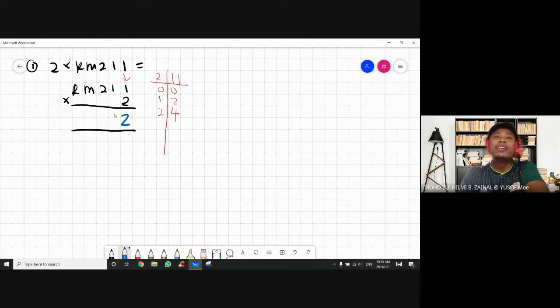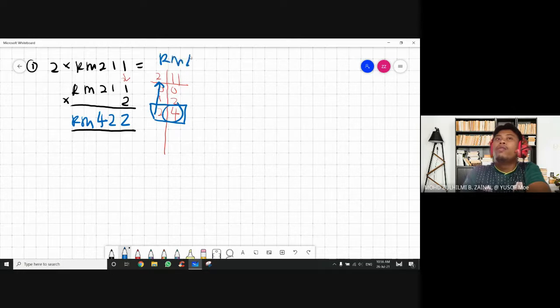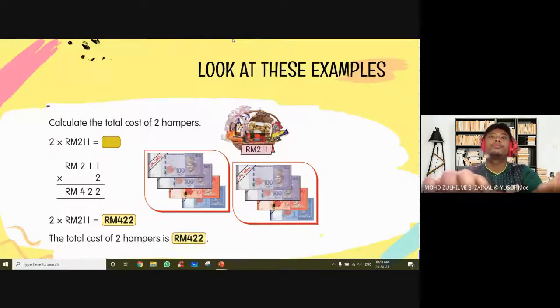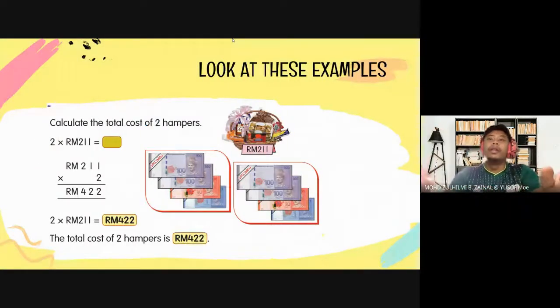No need to copy. This one you need to copy. Later I will give you some tasks you have to do. So 1 times 2, another 1 times 2, which is 2 also. Then 2 times 2 equals 4. 2 times 2 equals 4. And don't forget the unit, which is RM. So the answer should be RM 422 ringgit. That is it.